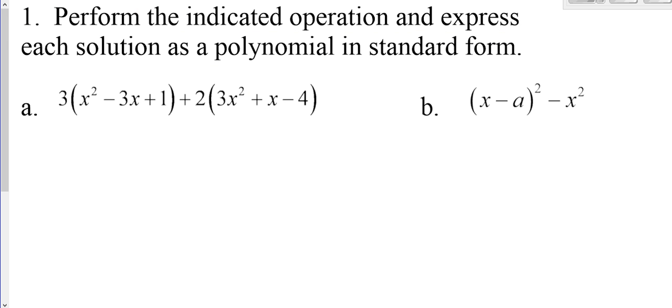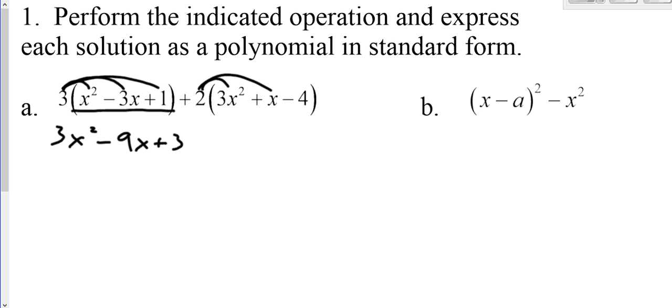So dealing with polynomials, we'll have to do some basic algebra. For this operation in part A, we want to understand the structure here and understand that we have 3 times this quantity. So if we want to do 3 times that, we have to distribute to all of our terms. So I get 3x squared minus 9x plus 3. I also want to distribute this 2 to all these terms here. This is going to be plus 6x squared plus 2x minus 8.